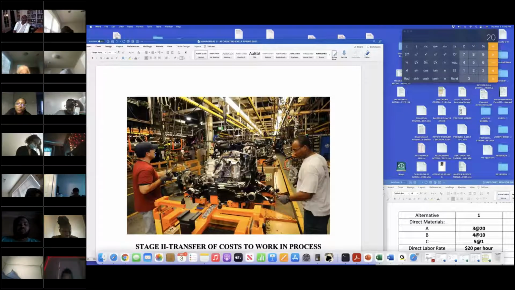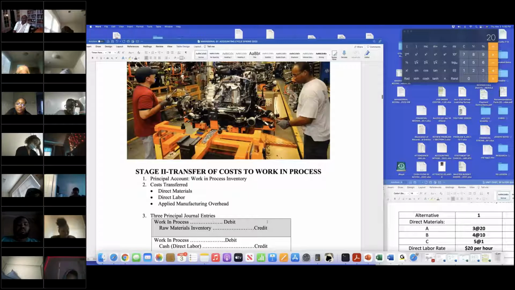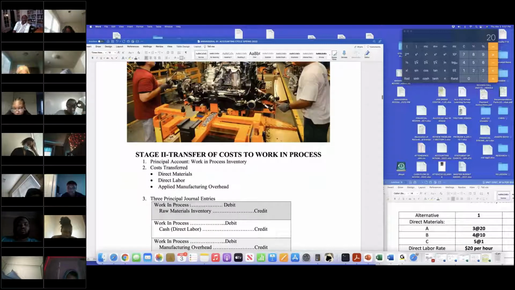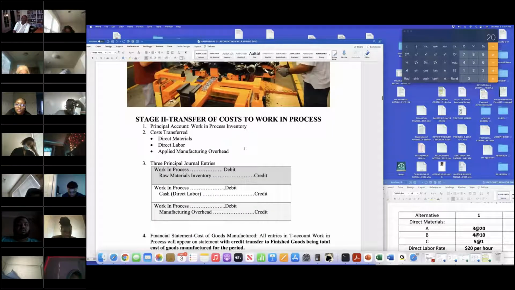Because you've moved the raw materials to the production floor. And you make this journal entry for however many raw materials you got. So if you had three, you'd have to make this journal entry three times. But this is what the journal entry looks like. Then you got to pay these workers. And they want money. So you're going to debit work in process and credit cash because you're paying the workers.